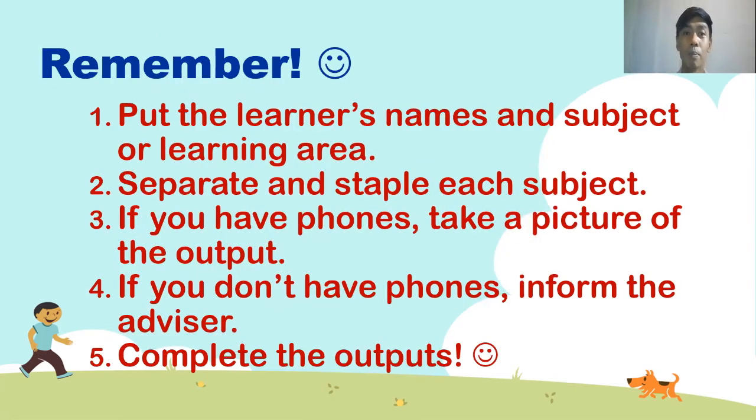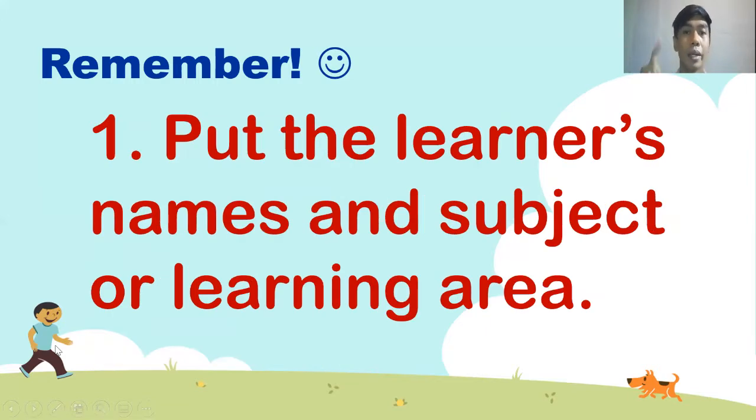Number one, put the learner's names and subject or learning area. Number two, separate and staple each subject. Number three, if you have phones, take a picture of the output. Number four, if you don't have phones, inform the advisor. And number five, complete the outputs. Let's start with number one.